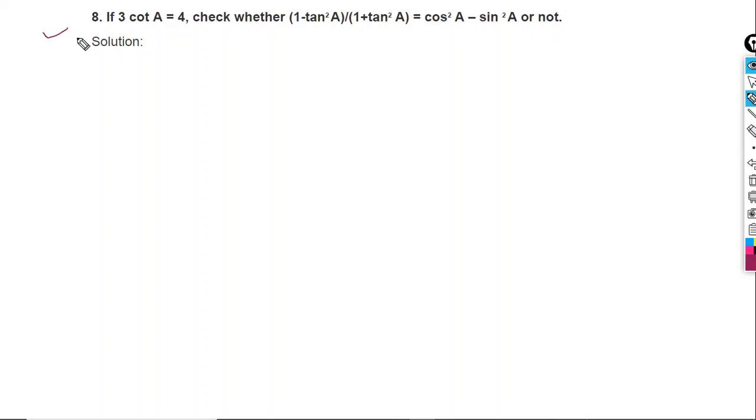Let's see it. If 3 cot A equals 4, check whether (1 minus tan square A) divided by (1 plus tan square A) is equal to cos square A minus sin square A or not. So we have to check, this is LHS, this is RHS, whether this is correct or wrong. Okay, let's see.